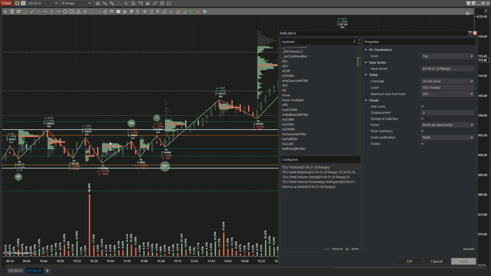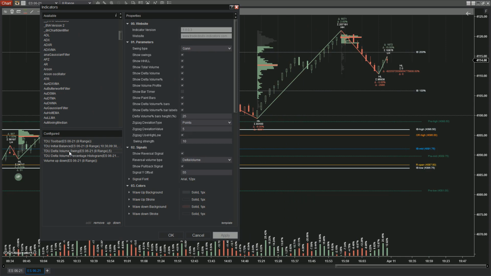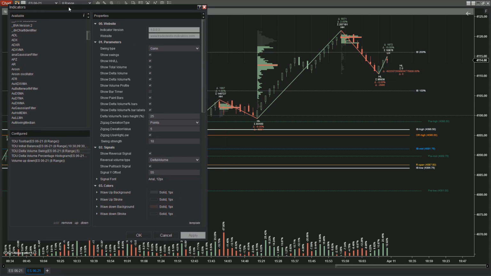So that said, I have the initial balance indicator on here, and then I always have our toolbar for quick access to all of our custom drawing tools and some of the native tools within Ninja. So that said, let's focus now on the delta volume swing indicator, and that's what we're looking at on the price bars. Now, when you first get it, if you click everything on, this is how it would first appear.